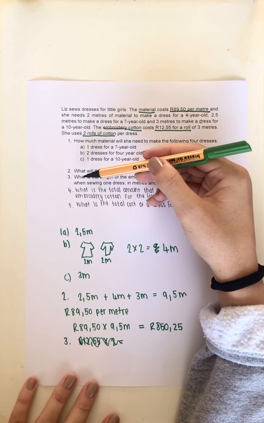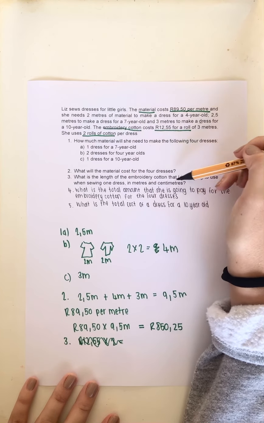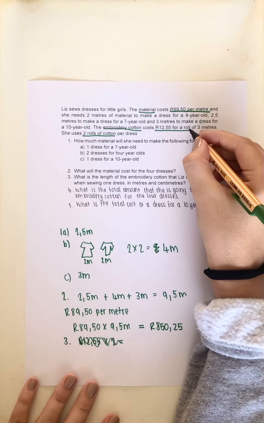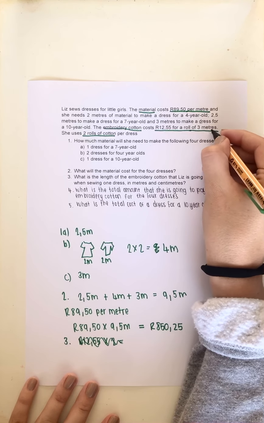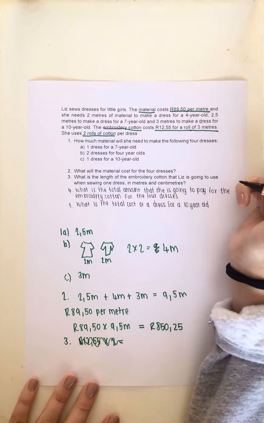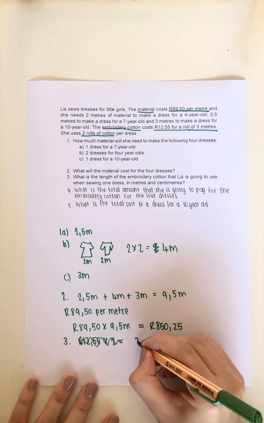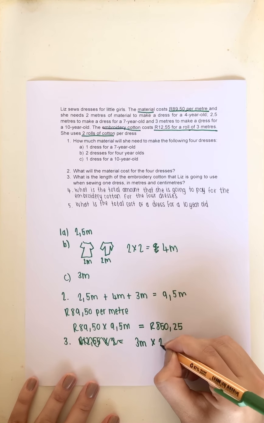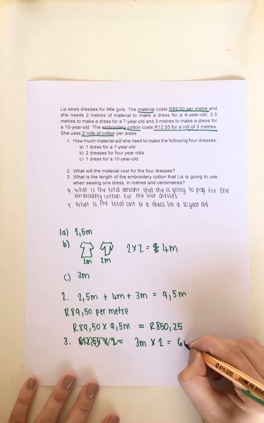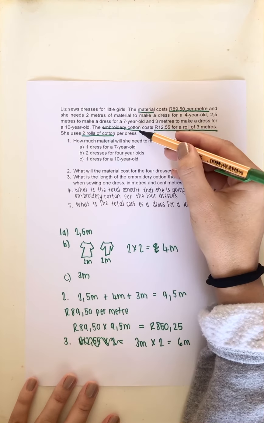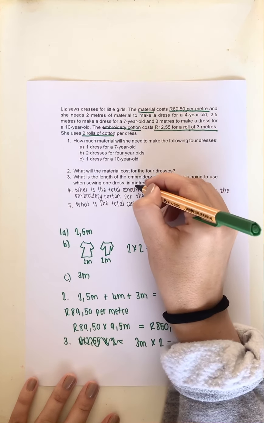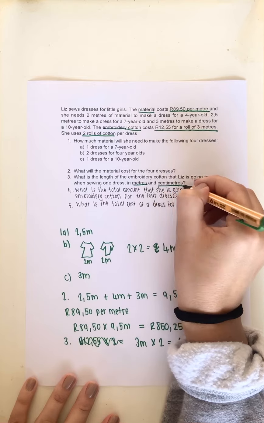So what is the length that she's going to use when sewing one dress? Oh, the length, okay. Each roll is 3 meters, but she needs 2 rolls for a dress. So it will be 3 meters, but she needs 2 of them, so that will be 6 meters of embroidery cotton.